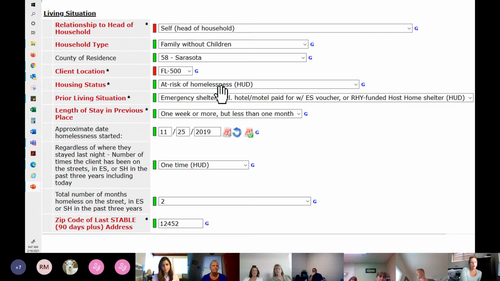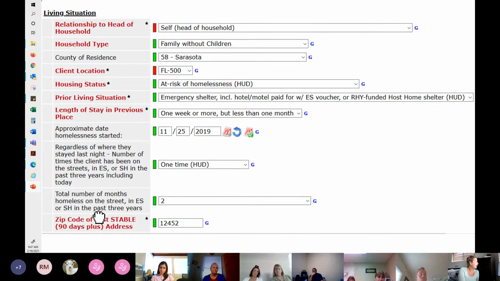When we look at the next question, regardless of where they stayed last night, how many times has the client been homeless in the last 3 years? So we're asking the client, in the last 3 years, how many times have you been homeless? This helps us tell the client's previous homeless history. So maybe they have a couple instances back in 2018 where they've been homeless for quite a bit of time. Or maybe this is their very first time.